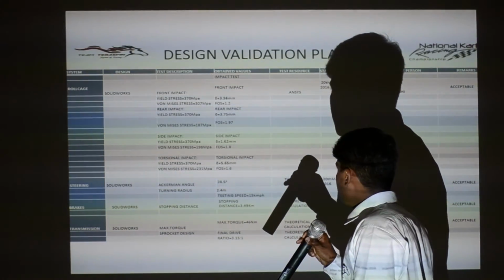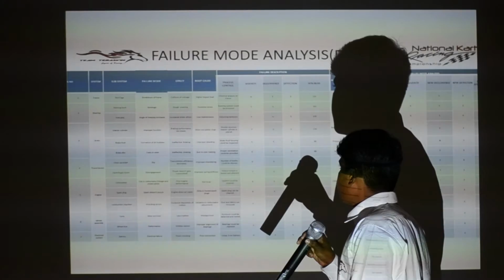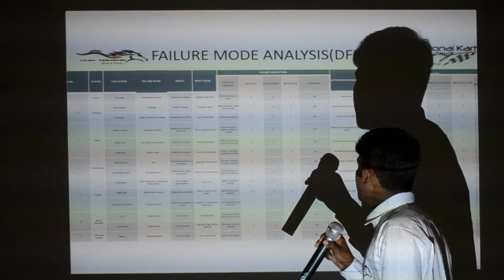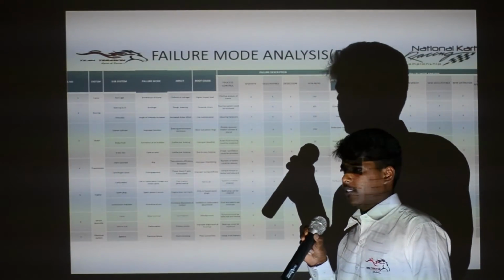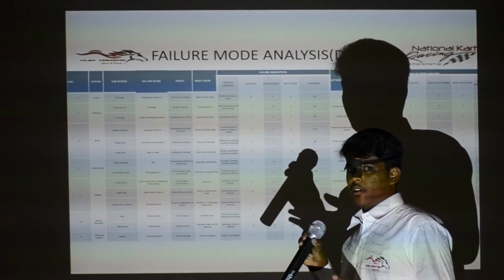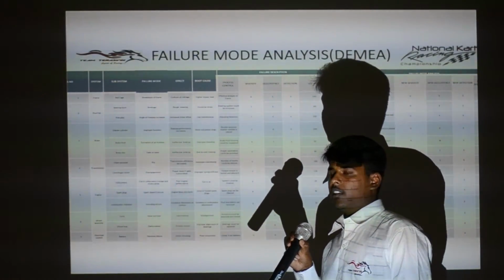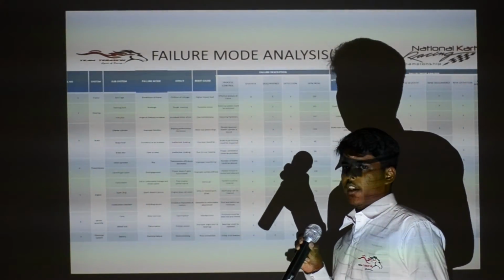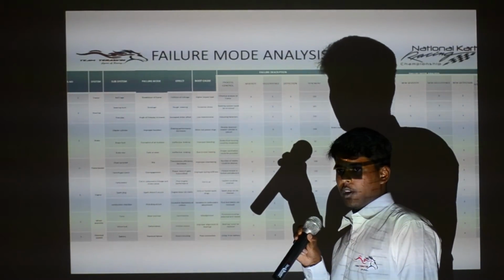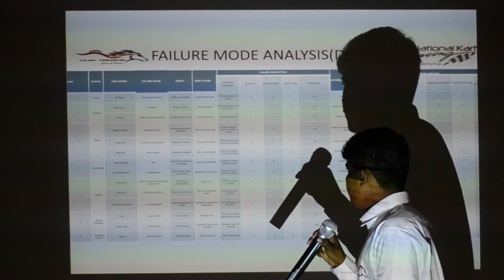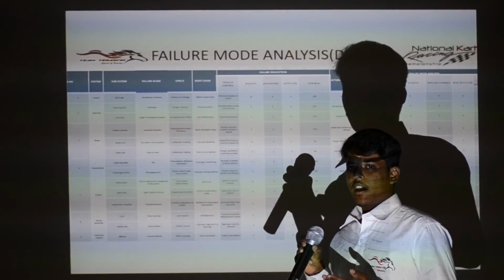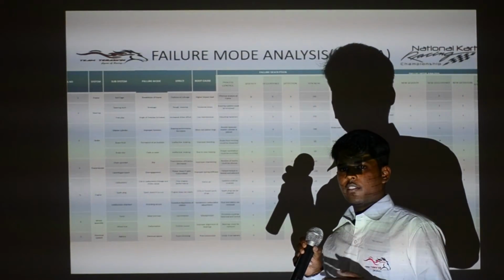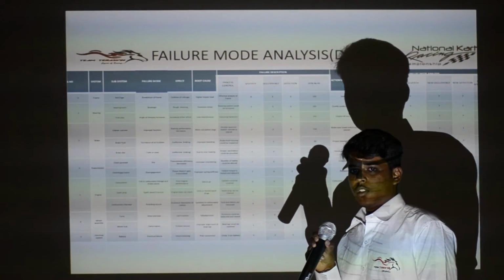Next, going on to the DFMEA report. It's nothing but a failure mode and effect analysis. As the name suggests, it's a failure mode analysis. The systems of different streams were studied for their failure modes, and the effects and causes were also studied, and the descriptions for the failures were given according to the severity, detection and occurrence according to the given criteria, and the RPN numbers were calculated.